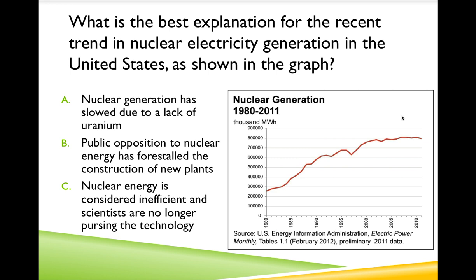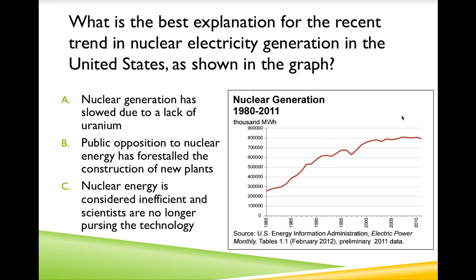A, nuclear generation has slowed due to a lack of uranium. B, public opposition to nuclear energy has forestalled the construction of new plants. Or C, nuclear energy is considered inefficient and scientists are no longer pursuing the technology. Go ahead and choose what you think is the best answer, and pause if you need to.